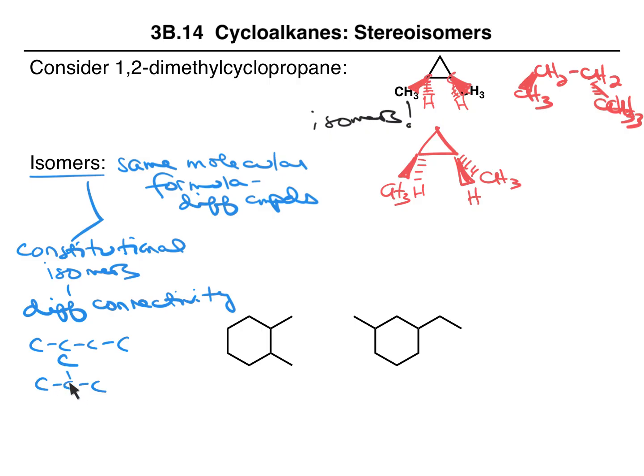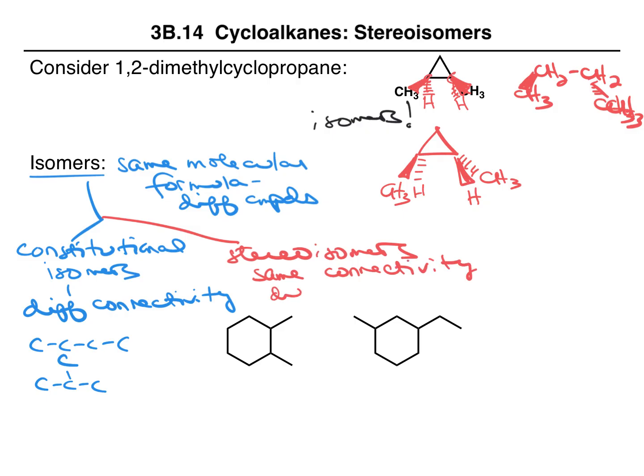This carbon is connected to 3 other carbons. We don't have any carbon here that's connected to 3 other carbons. But over here, this carbon is connected to 1, 2, 3 carbons. This carbon is connected to 1, 2, 3 carbons. So they have the same connectivity, and yet they are different compounds. So here we have an example of stereoisomers. So stereoisomers have the same connectivity, but a different arrangement in space.